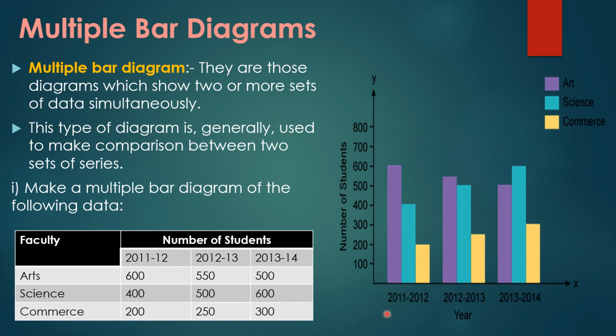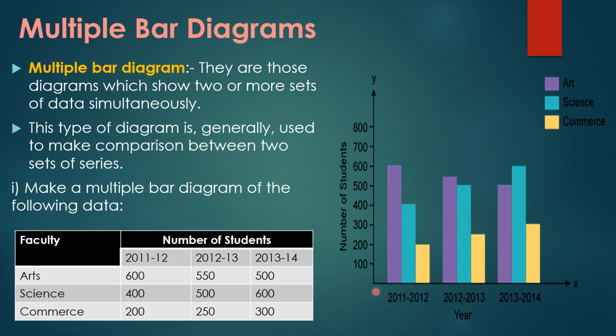First of all, we need to plot the years on the x-axis. So we will write 2011-12, 12-13, 13-14 on the x-axis, and the y-axis will present the number of students. Next, the most important thing we need to understand is that we will be using scales while making a multiple bar diagram. Either we can use color or different shades like squares, zigzags, straight lines, different shades of pencil. Here purple will represent arts, blue as science and yellow as commerce.